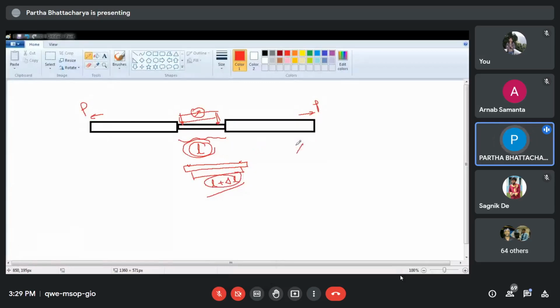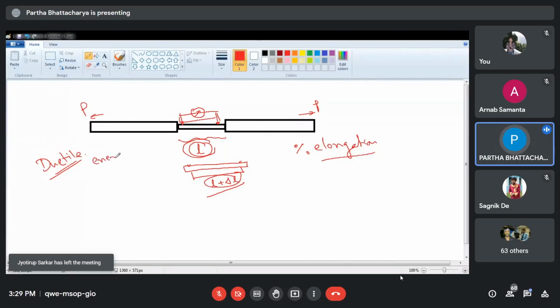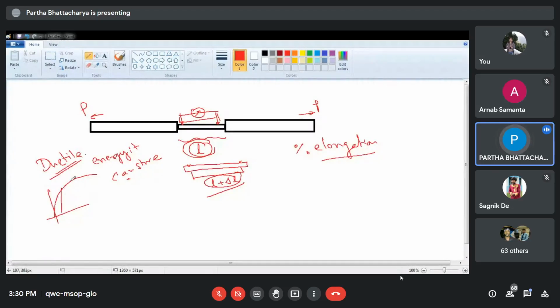Is this needed? Percentage elongation is also needed to be obtained. Why is percentage elongation needed? Because if I test a ductile specimen, then the more ductile it is, the more energy it can store. Right? You know this, don't you? Yes sir, because a ductile specimen means the area under the stress-strain curve is larger, so the more ductile it is, the more energy it can store, right?